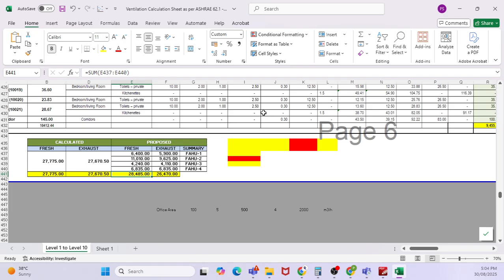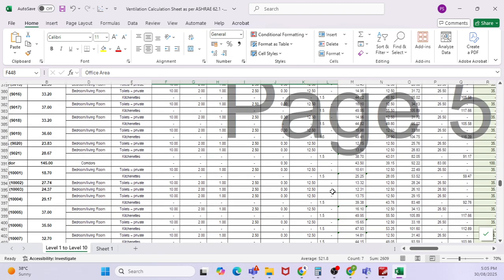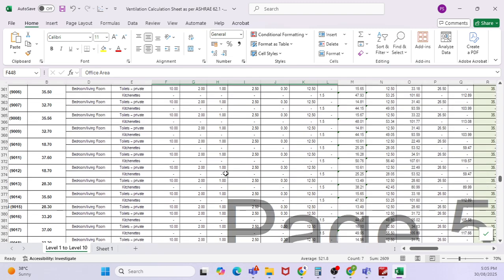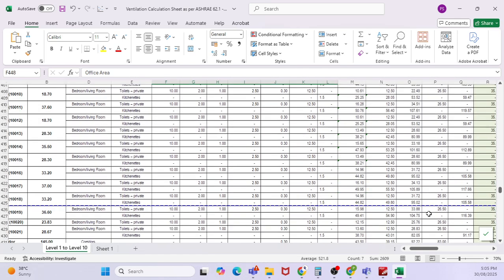In case you don't want to use 62.1 and you want to use the air change per hour method, there is another table. You can use that air change per hour method. Clear? But if you go to any standard consultant, they will use the 62.1 standard, and they will be using this Excel sheet to calculate the total fresh air requirement.